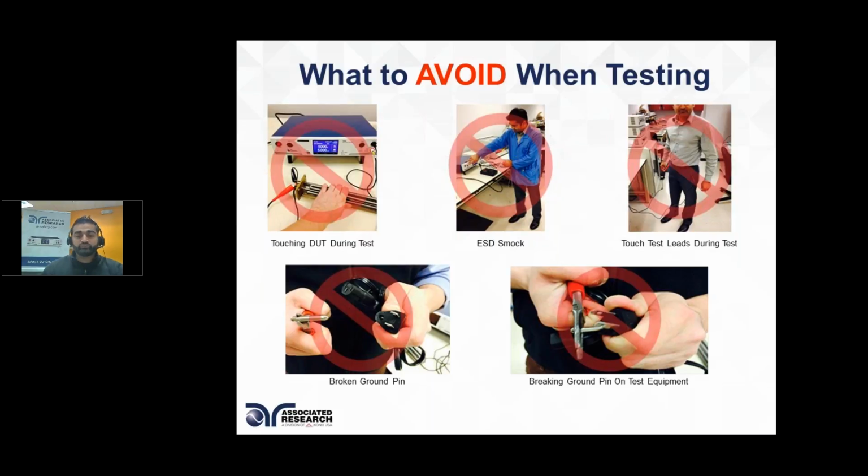Some of the common things: make sure you don't break off the pin on test equipment. The ground pin is there for a reason. You do not want to break off the ground pin, as that could open up a potential shock hazard. On the left side is a broken ground pin. If you find something that has a broken ground pin, you probably want to avoid plugging that into the wall and find a replacement cord for it.